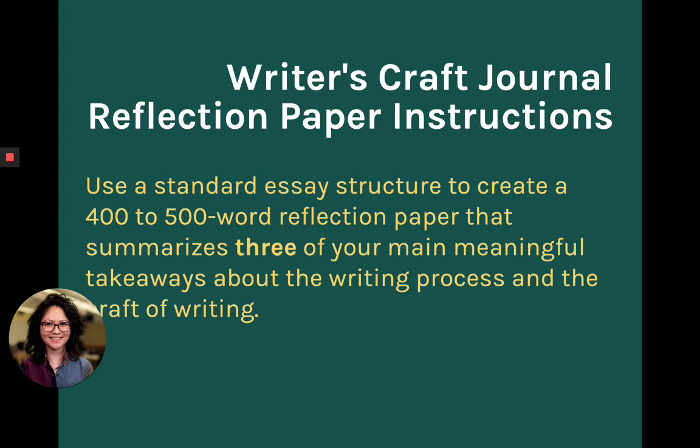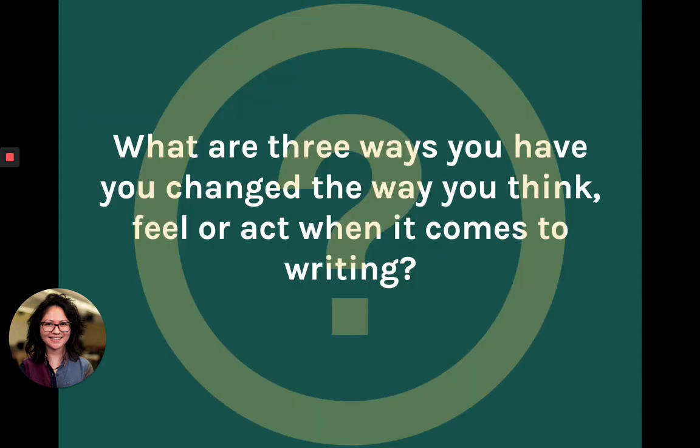As you can see, it says here, use a standard essay structure to create a 400 to 500 word reflection paper that summarizes 3 of your main meaningful takeaways about the writing process and the craft of writing. Think about, what are 3 ways that you have changed the way that you think, feel, or act when it comes to writing? And this can be in terms of the writing process or the craft of writing. In other words, my question is asking you, what is your new knowledge and understanding of the writing process and the craft of writing?